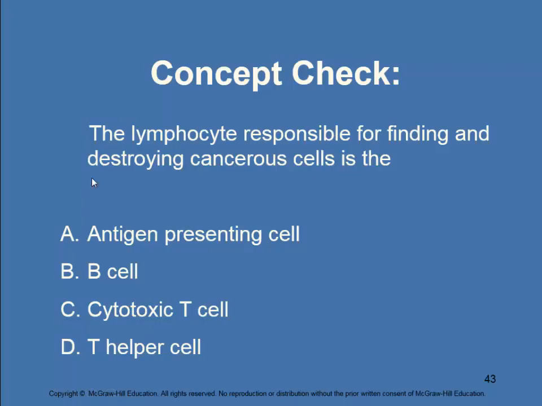The lymphocyte responsible for finding and destroying cancerous cells is the antigen-presenting cell, the B cell, the cytotoxic CD8 T cell, or the T helper cell. The correct answer is the cytotoxic T cell.